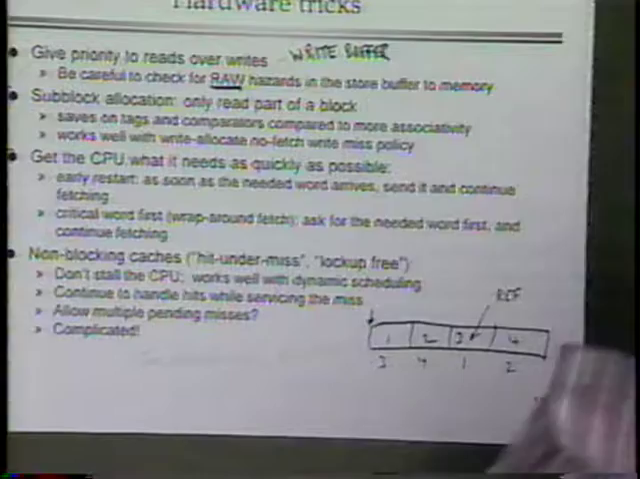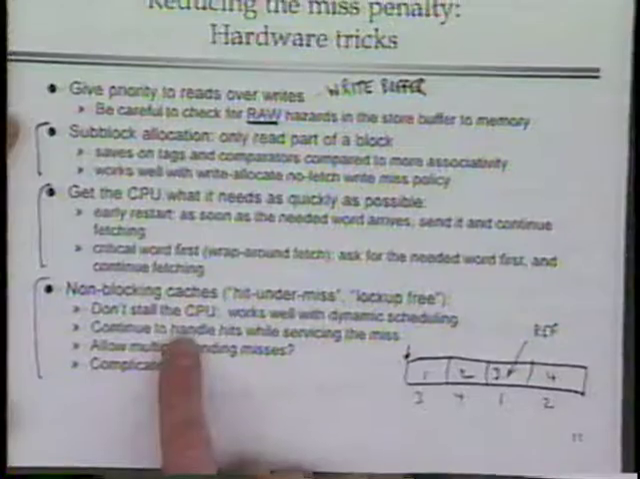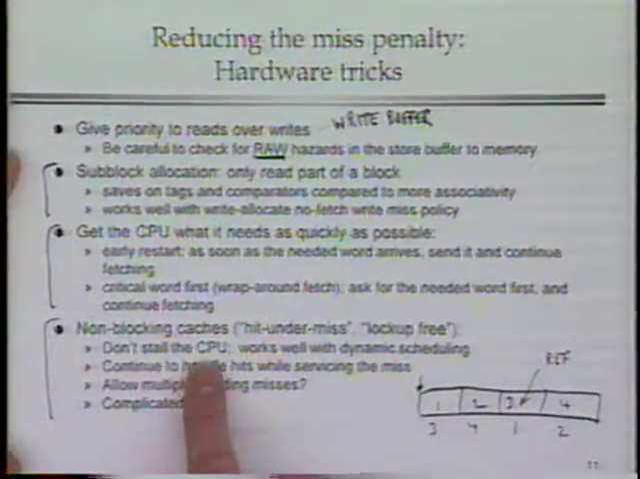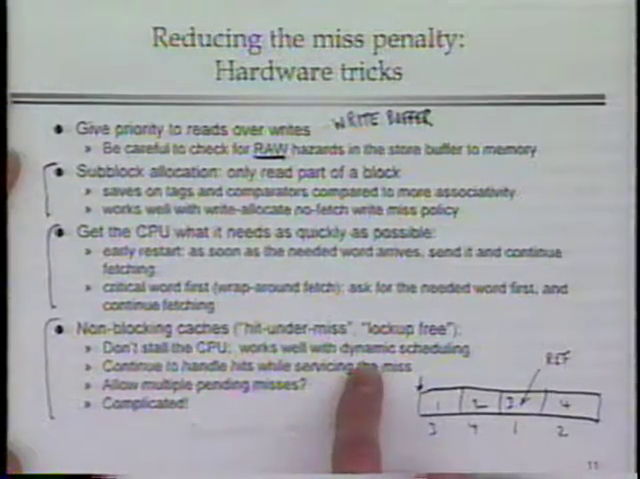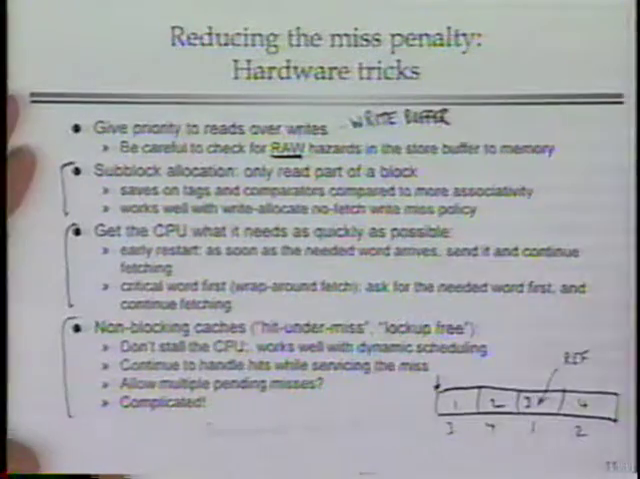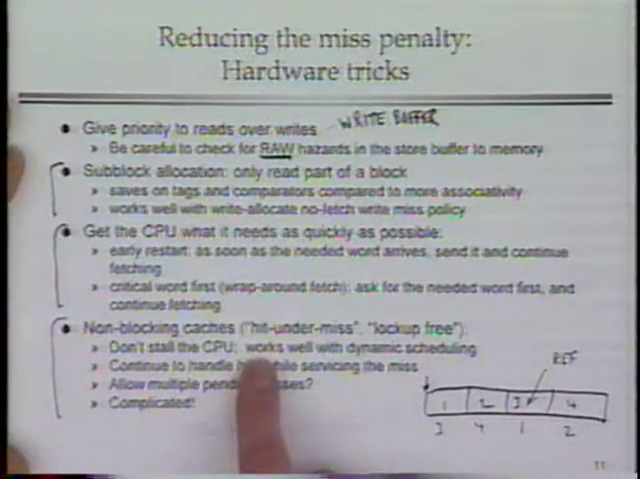The last kind of clever technique is to have a non-blocking cache. I mentioned that before, but basically it's a way to not stall the CPU when you do a miss. And this especially works well when we're doing dynamic scheduling. When you've got multiple instructions that you're willing to execute anyway, if one of them stalls, you want to keep the other instructions that could be running executing, if at all possible.